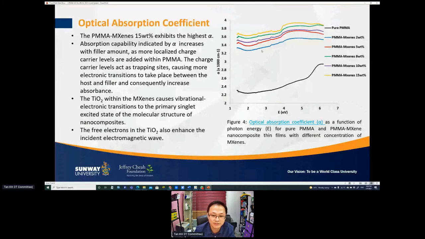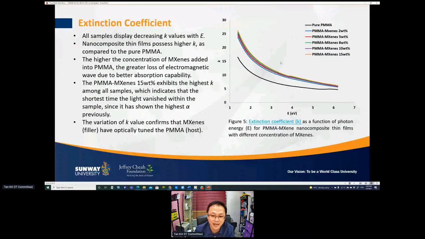And then we proceed with another analysis technique by finding the extinction coefficient as a function of photon energy for these nanocomposite thin films. We find out as well that with increasing MICNC, the intensity is higher. Right, and this extinction coefficient is also very closely related to the absorption. The higher the k value, the better the absorption.